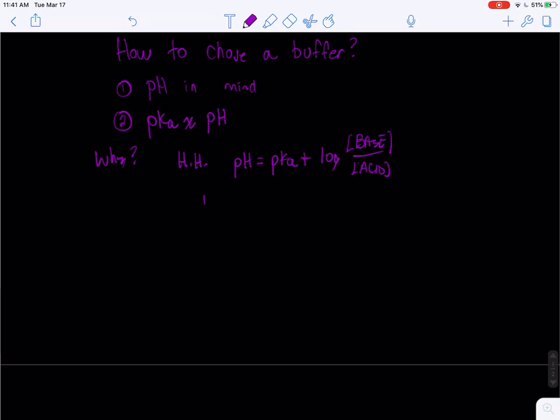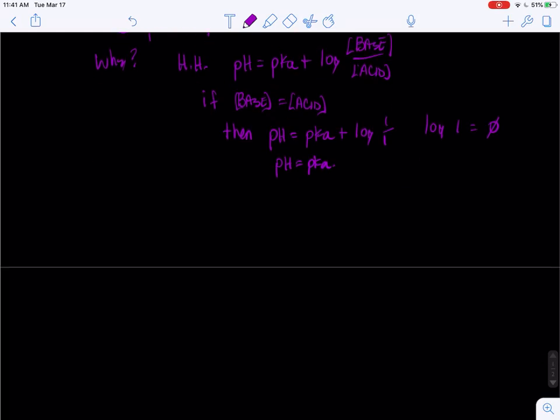And if the base concentration is equal to the acid concentration, let's say they're both 1 molar or they're both 0.25 molar, then the pH will be equal to the pKa plus log of 1 over 1. Log of 1 is 0. You can hit that in your calculator. The pH will be equal to the pKa. Okay, and you kind of estimate it, okay?